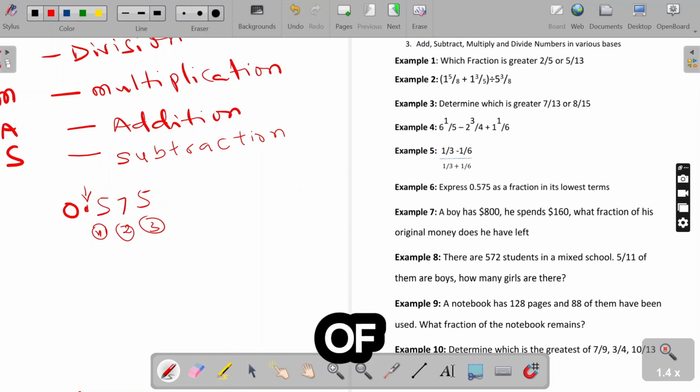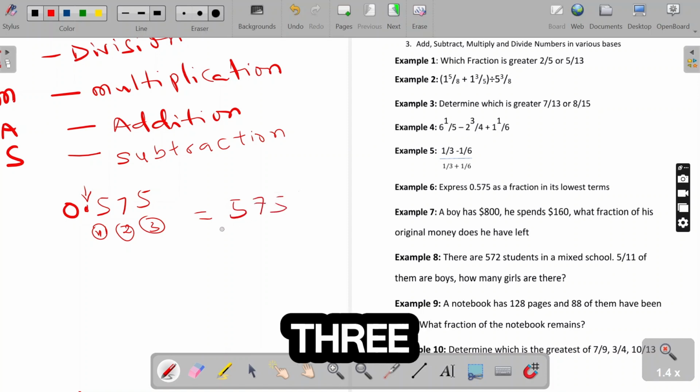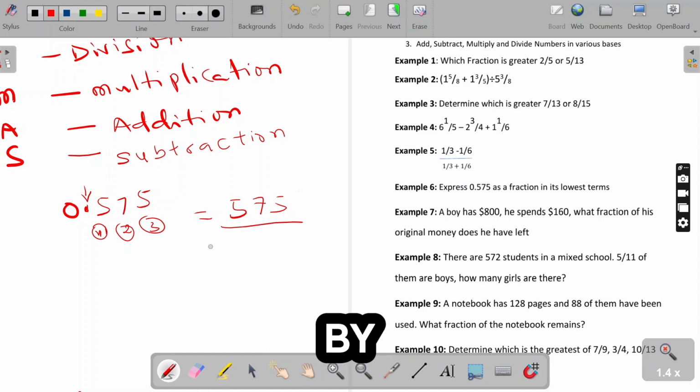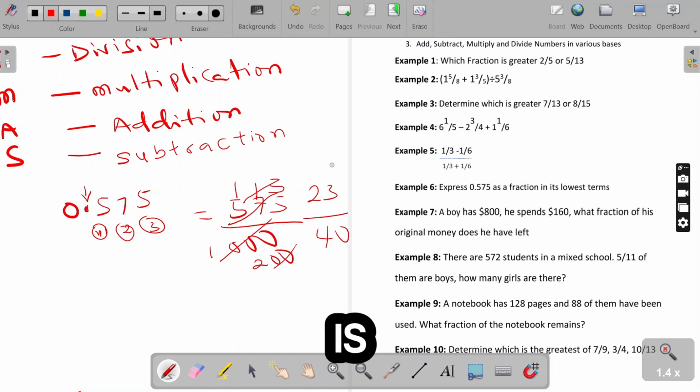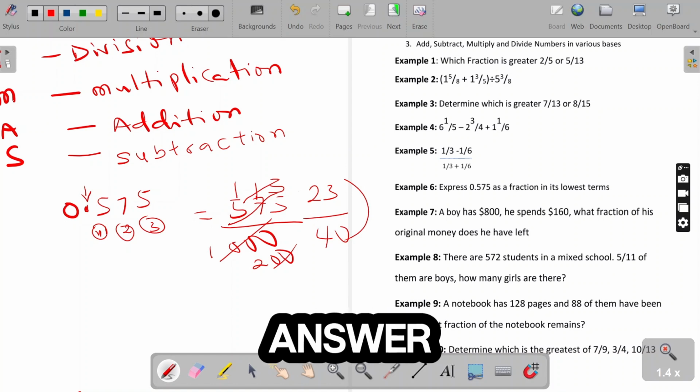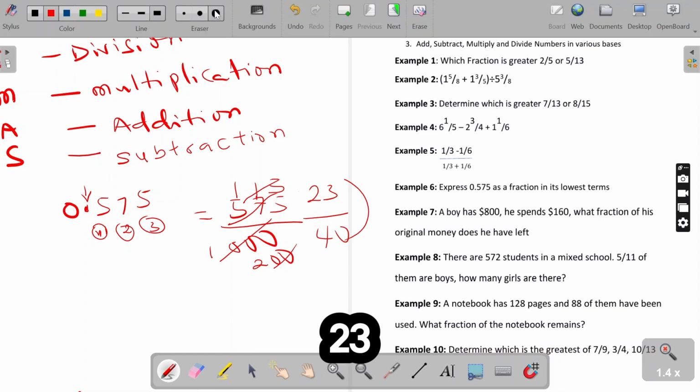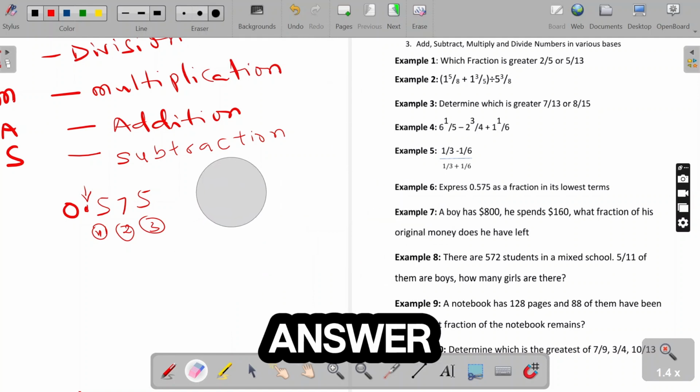So which multiple of 10 has 3 zeros? That's 1000. We write this as 575 divided by the multiple of 10 that has 3 zeros because of these 3 digits. Divided by 1000. 5 goes here, 115. 5 goes here, 200. 5 goes here, 23. 5 goes in 200, 40. So this is the answer, 23 over 40.